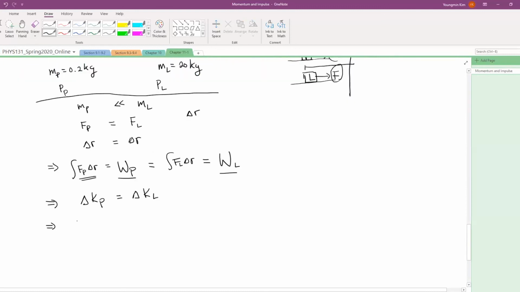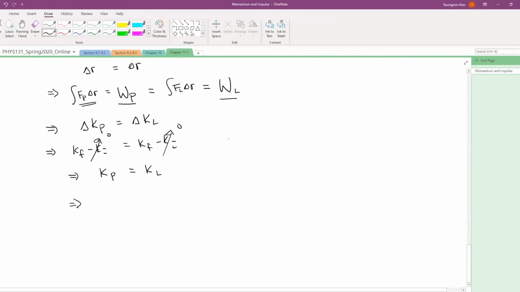Now, this means, of course, the final minus initial for both systems here. And since they both started from rest, the initial kinetic energy is 0. So this tells me that the final kinetic energy of the plastic cart is equal to the final kinetic energy of the lead cart. Now, does that mean their momenta are the same? And the answer is no.